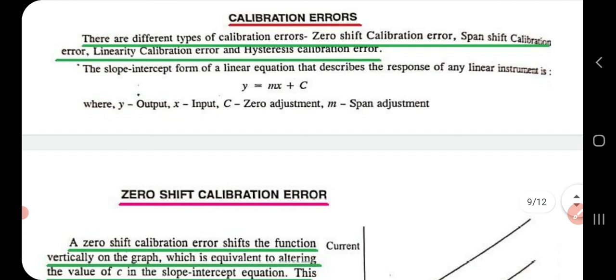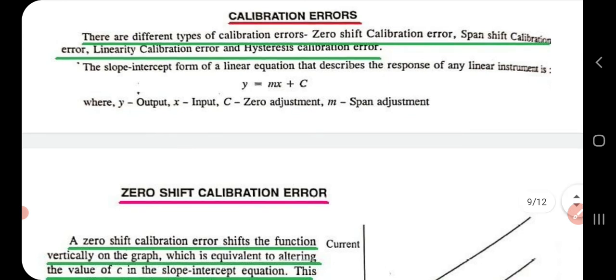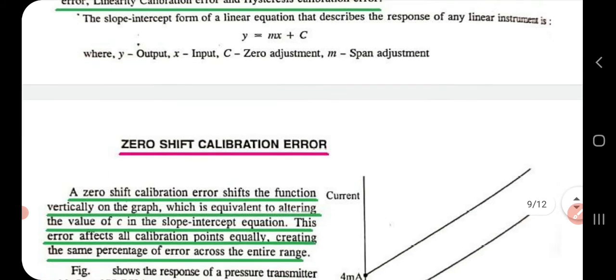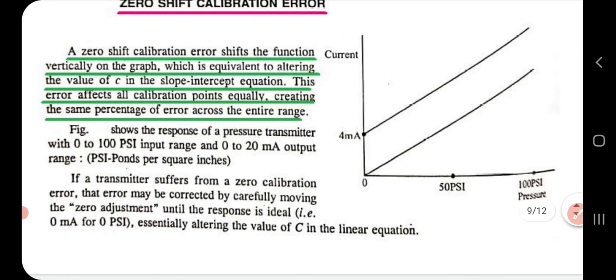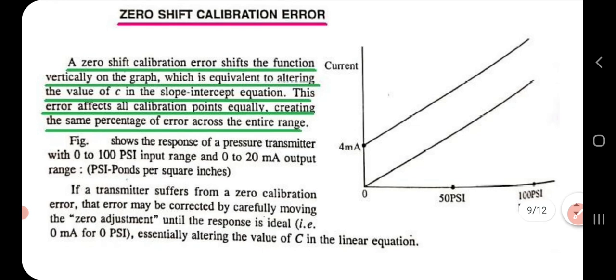The slope intercept form of a linear equation that describes the response of a linear instrument is given by y = mx + c. Here y is the output, x is the input, c is zero adjustment and m is span adjustment. Now zero shift calibration error. A zero shift calibration error shifts the function vertically on the graph as you can see here, and it is equivalent to changing the value of c in the slope intercept equation. This error affects all calibration points equally, creating the same percentage of error across the entire range. So here you need to study only the definition for zero shift calibration error with this diagram.